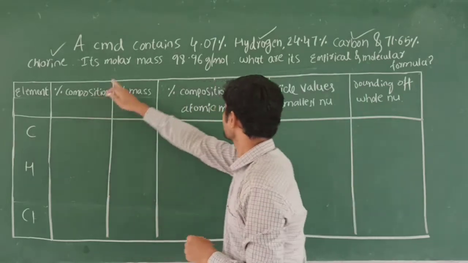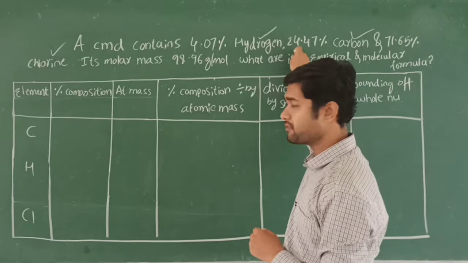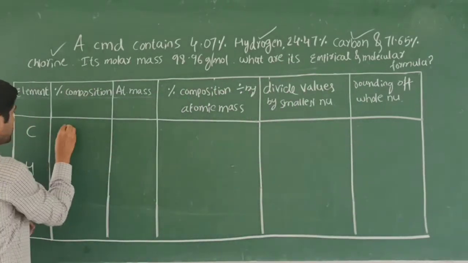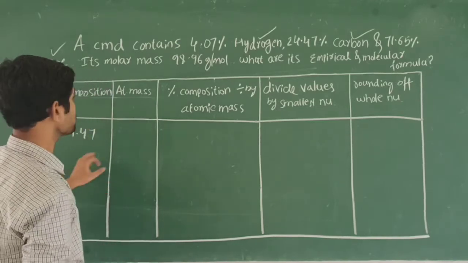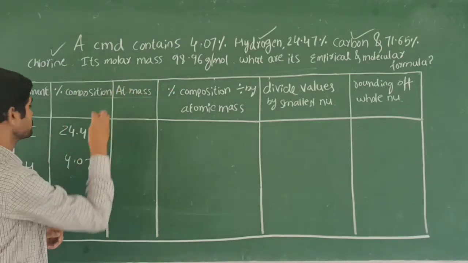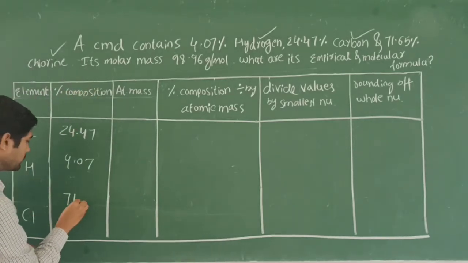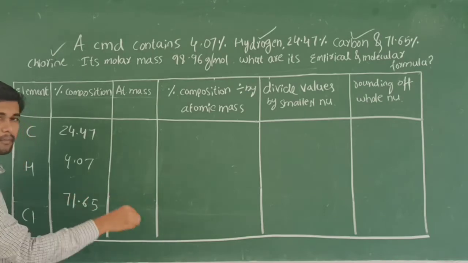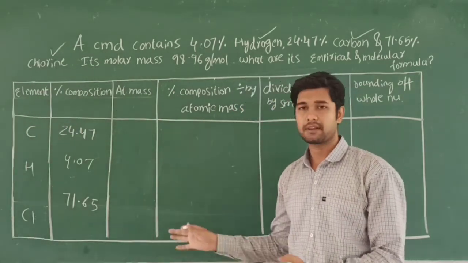So carbon percentage composition is how much? Carbon has been given 24.47%. Similarly, hydrogen has been given 4.07%, and the remaining, chlorine, has been given 71.65%. So we need to calculate this. Several steps will be there.